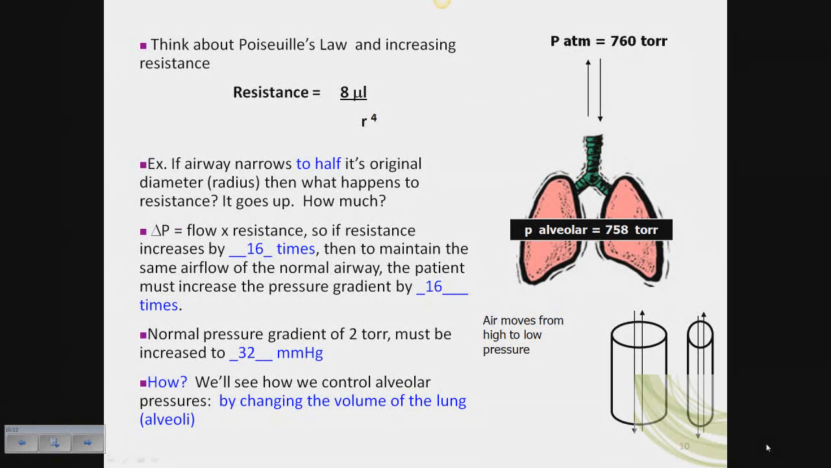Well, if your normal change in pressure is 2 torr, also known as millimeters of mercury, as shown in this picture, 760 versus 758, and your resistance increases 16-fold, well, then that means you're going to have to create a pressure gradient of 32 millimeters of mercury. And that means you're going to have to expand the chest wall even further to get that 32 millimeters of mercury worth of pressure change just to keep the same airflow. So how are you going to do this? Well, we're going to see how the alveolar pressures are controlled by changing the volume of the lung.